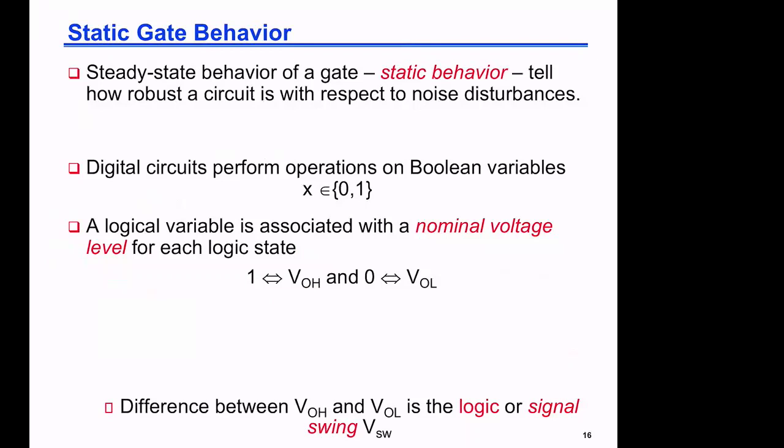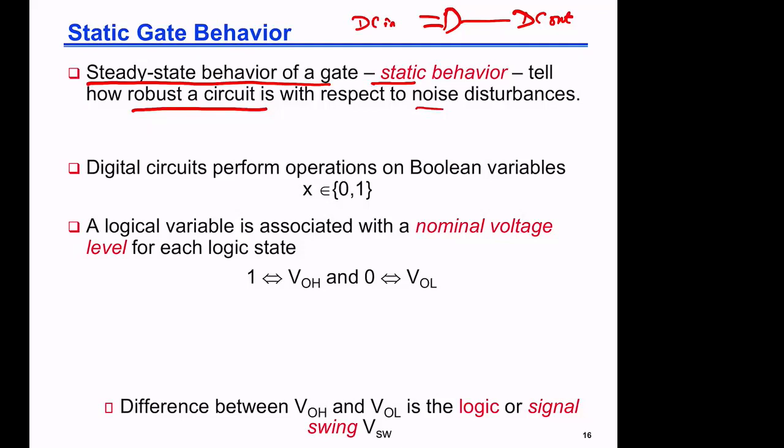To be able to see how noise tolerant my design is and how well it can give me the logic 0 and the logic 1, we start by looking at the static or steady state behavior of the gate. I have a certain gate, I give it a specific DC input. What is the response, the DC output, for this gate? Or I give it an input and wait for a long time and see how it responds. This steady state behavior will tell us how robust the circuit is with respect to noise.